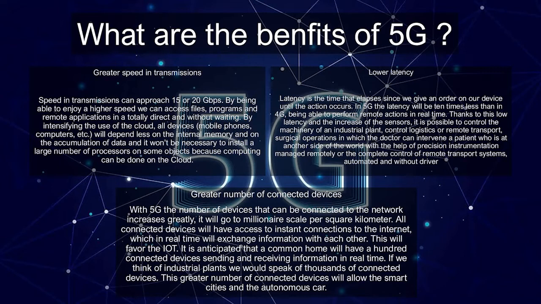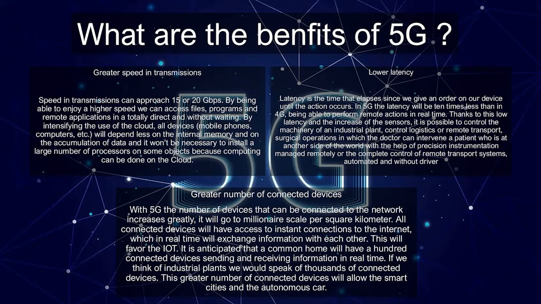Greater speed in transmission. Speed in transmission can approach 15 or 20 gigabits per second. By being able to enjoy a higher speed, we can access files, programs, and remote applications in a totally direct way and without waiting. By intensifying the use of the cloud, all devices, mobile phones, computers, etc. will depend less on the internal memory and on the accumulation of data, and it won't be necessary to install a large number of processors on some objects because computing can be done on the cloud.